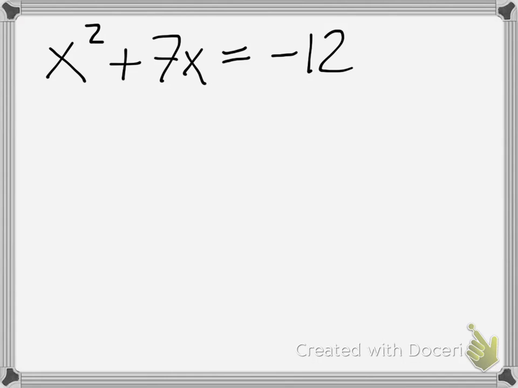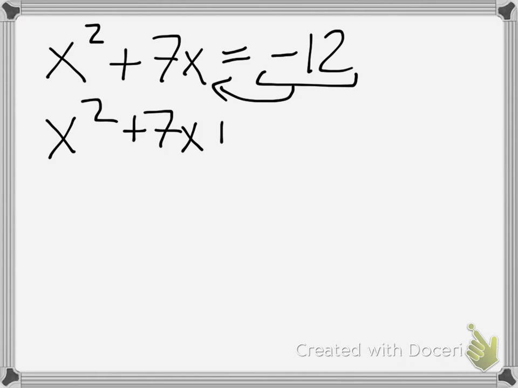x squared plus 7x equals negative 12. That is not of the form ax squared plus bx plus c equals 0. But certainly we can make it of that form. All we have to do is move this negative 12 over there. So I'm going to add 12 to both sides. If I add 12 to both sides of this equation, I'll have x squared plus 7x plus 12 equals 0. Now it's in the right form.